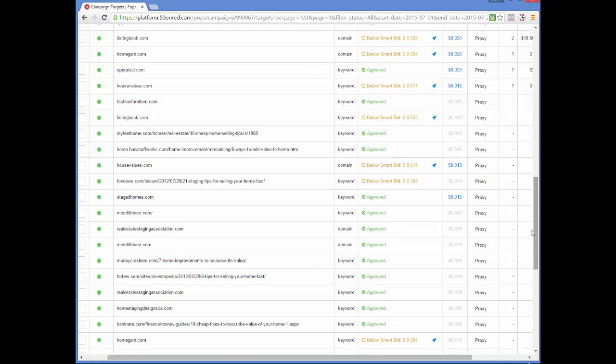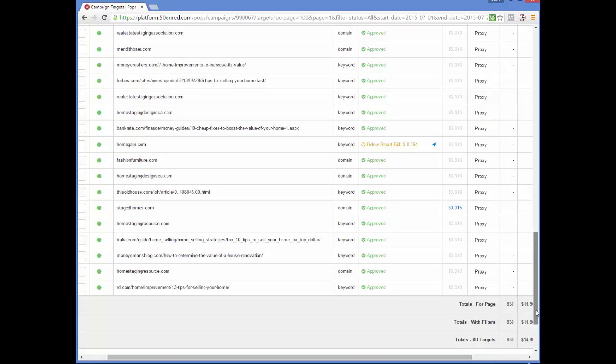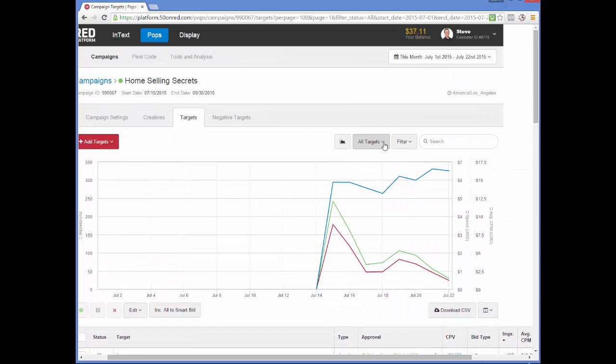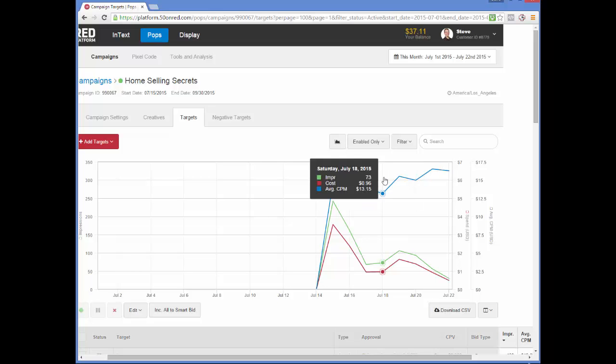Some of these, as we go further down, we've had no impressions, and my bid is still kind of low, only 1 cent. So I'd want to up that bid. Here I could up this bid. Now this bid here, 20 cents, forget it, that's too high. And 5 cents per impression. I don't think I would go all the way to 5 cents, but I would up my bid a little bit to get some traffic from that URL. All right, so that was the real estate home staging campaign.